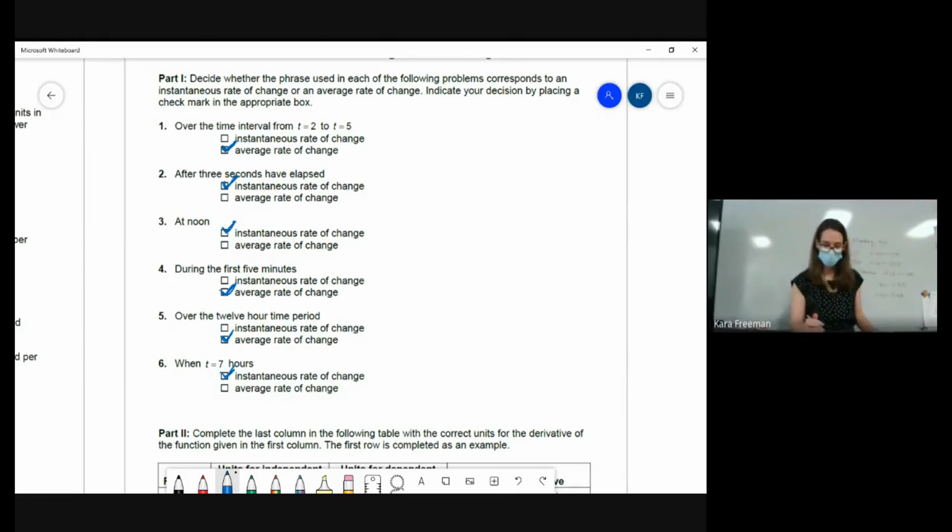So looking at some of those specific phrasings will give you a hint as to whether they're talking about average or instantaneous. Okay, so we're good with those? All right, awesome. Because that will tell you whether you're going to calculate a derivative or you're going to calculate a difference quotient.